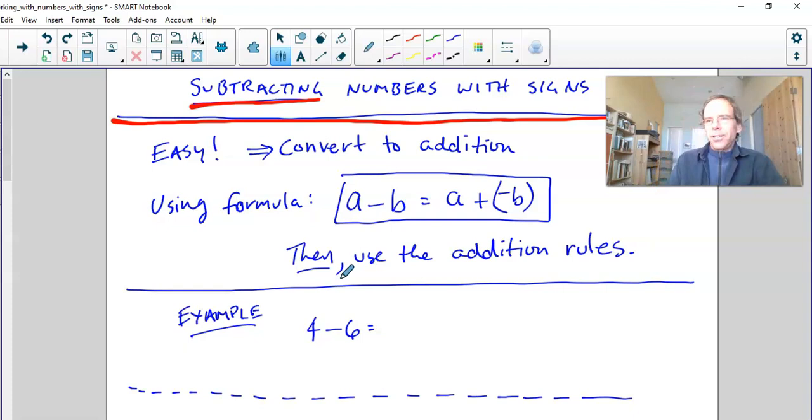But anyway, what do you do when you're subtracting numbers with signs? Well, it's easy. You convert the subtraction to addition using this formula. If you have a minus b, that's the same as a plus the opposite of b, or negative b. A plus negative b. Now that it's addition, you use the addition rules.